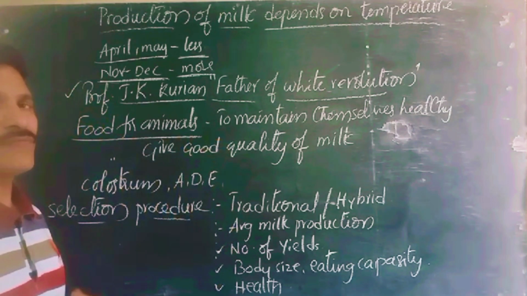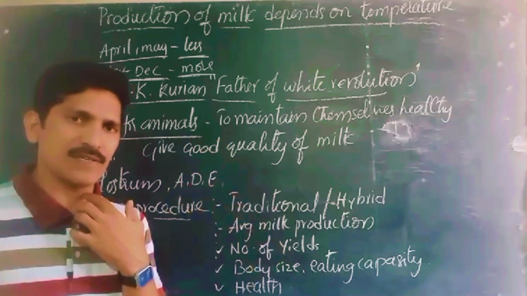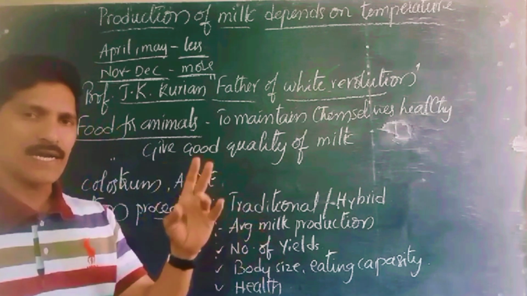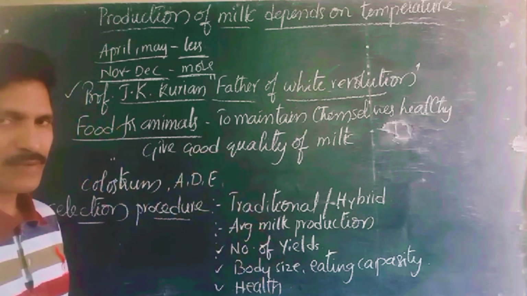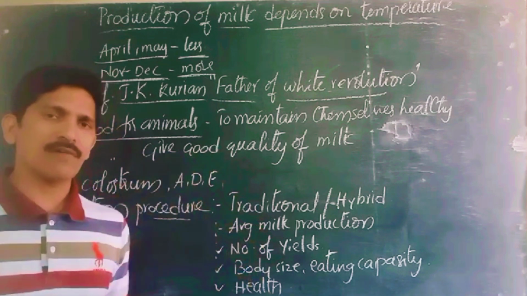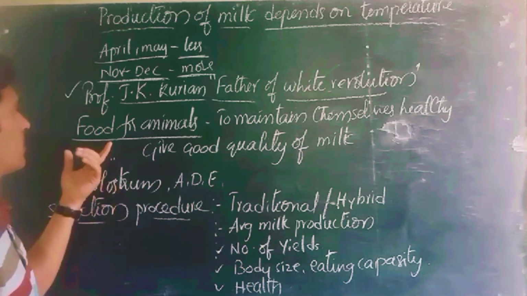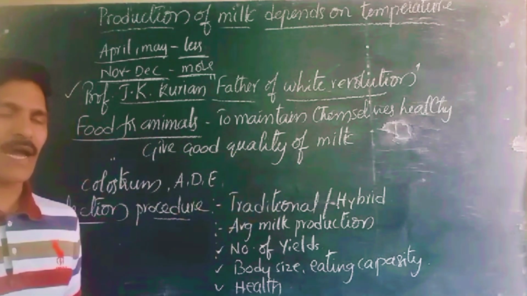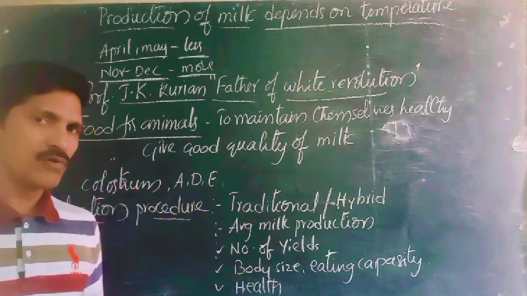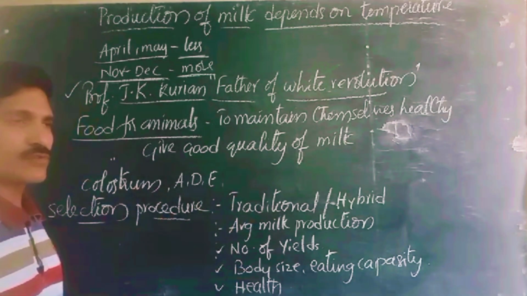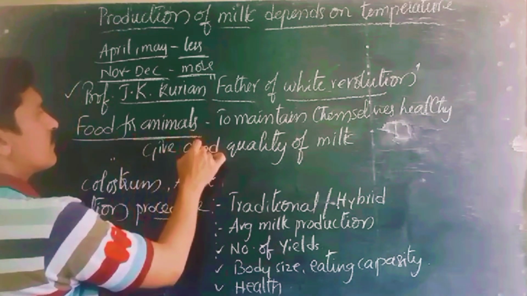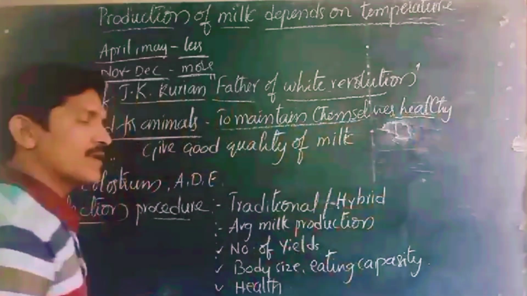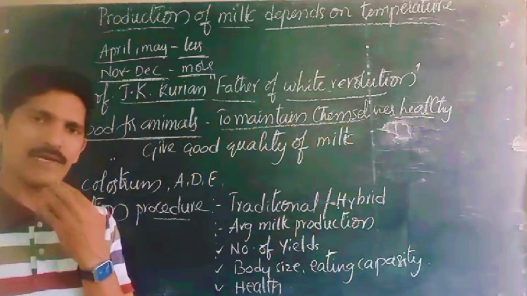Later, animals need food. In the beginning we discussed that in animal husbandry, food, shelter and protection are most important. In the food, the first thing is that animals need two different types of foods. What are the two types? One type of food is for animals to maintain themselves healthy.